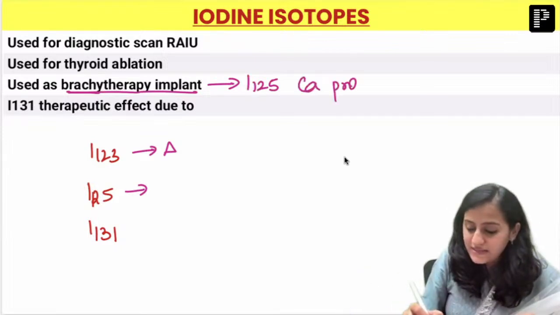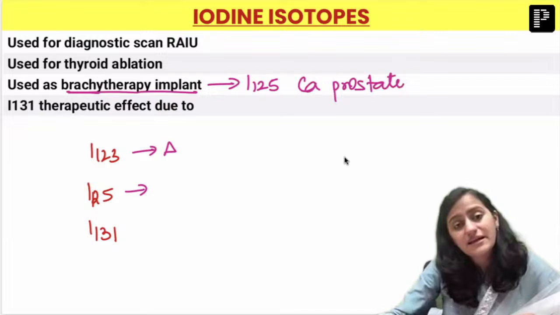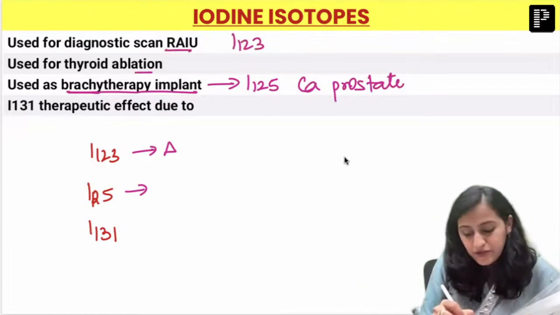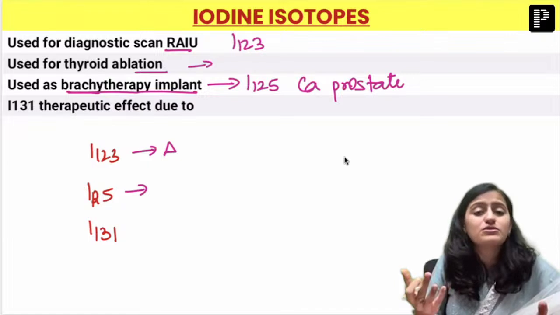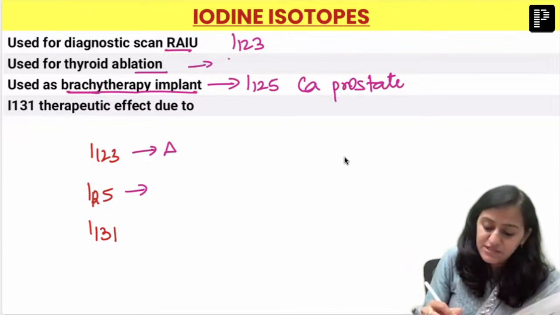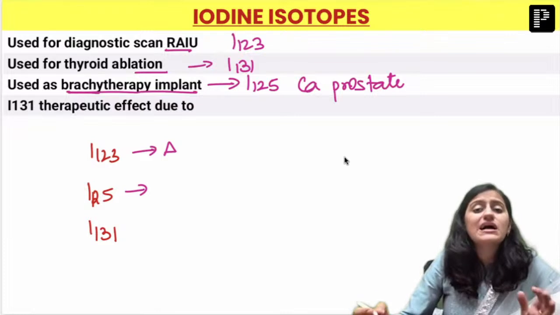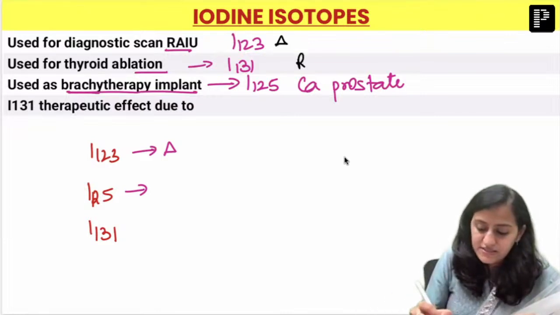Commonly used in which cancer? This is commonly used in prostate cancer. Okay. Used for diagnostic, the ideal is iodine 123. Used for ablation when the thyroid is overactive, ablation in Graves, that is iodine 131. Right? So out of this, which is the ideal diagnostic? This is diagnostic. This is for treatment.